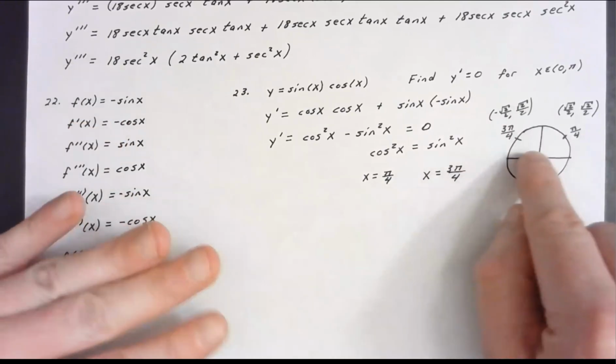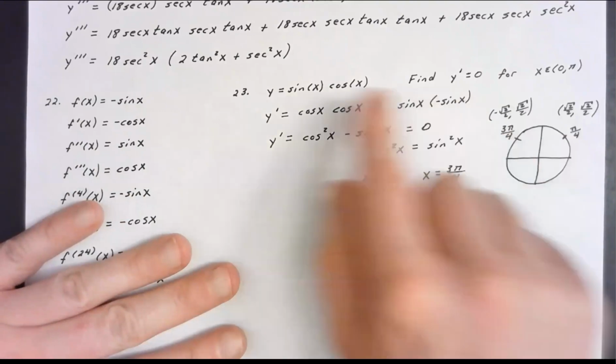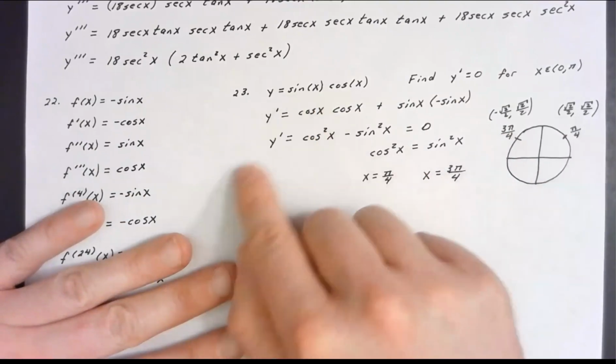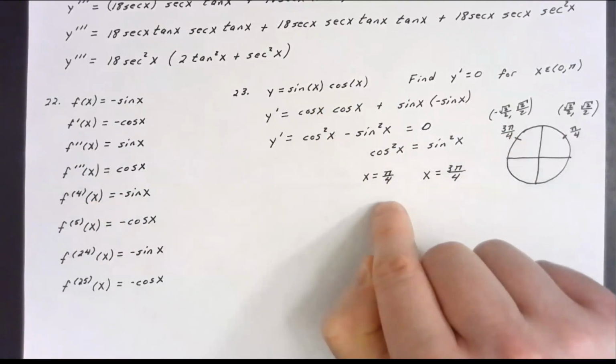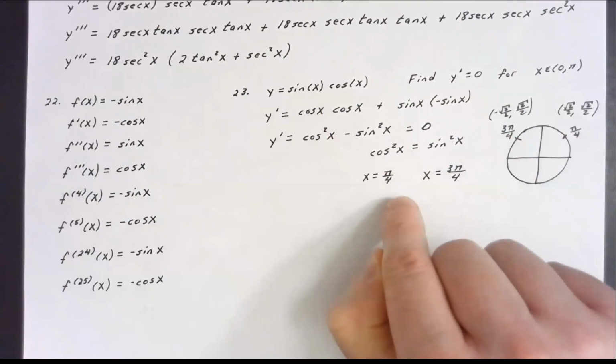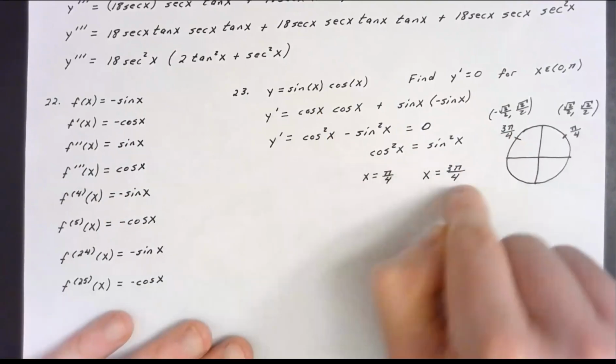So you can say it's at both pi over 4 and 3 pi over 4. That will be the values at which your original curve will have horizontal tangent lines. And so in this case, you just had to write it as pi over 4 comma 3 pi over 4. It didn't want the 2 out individually like that.